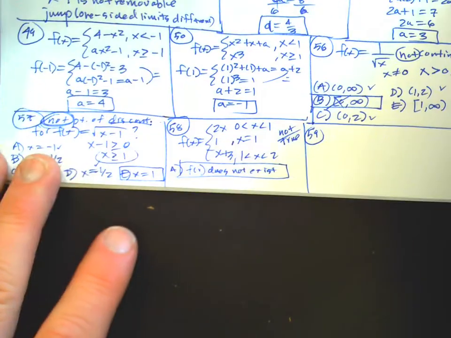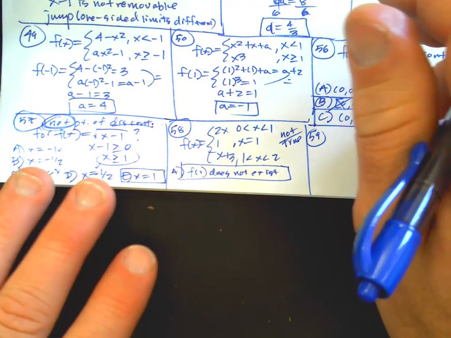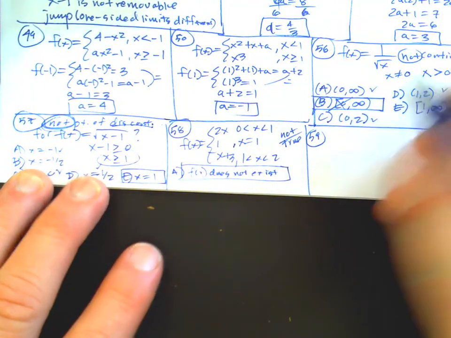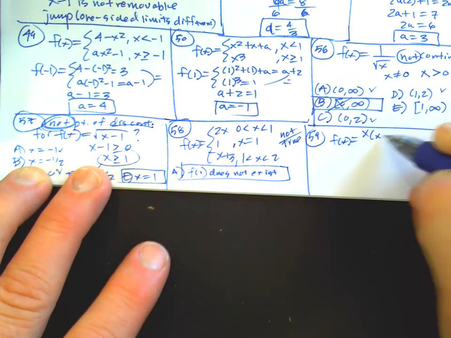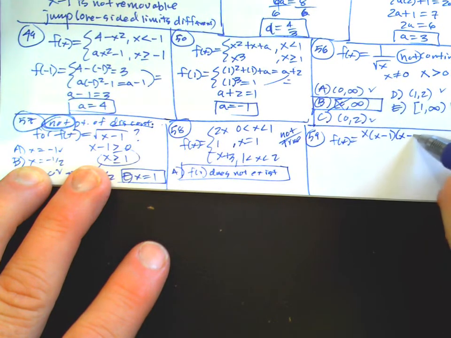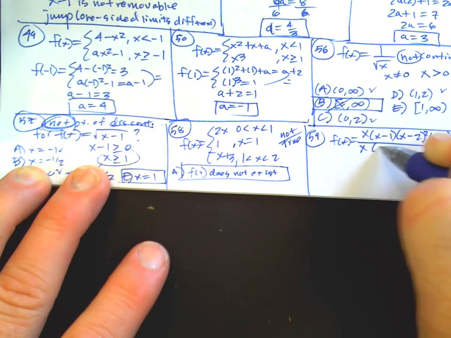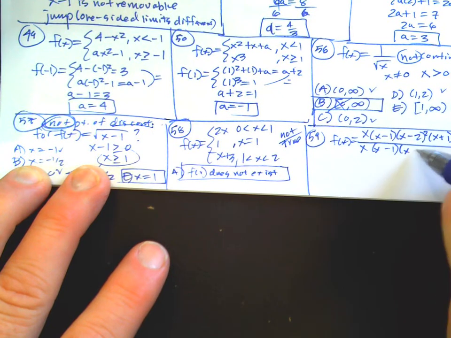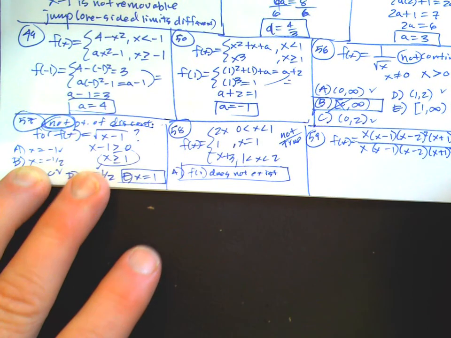59, which of the following points of discontinuity is not removable? So they give you this function. I think it's already factored for you. So if it's a hole, then it is removable.